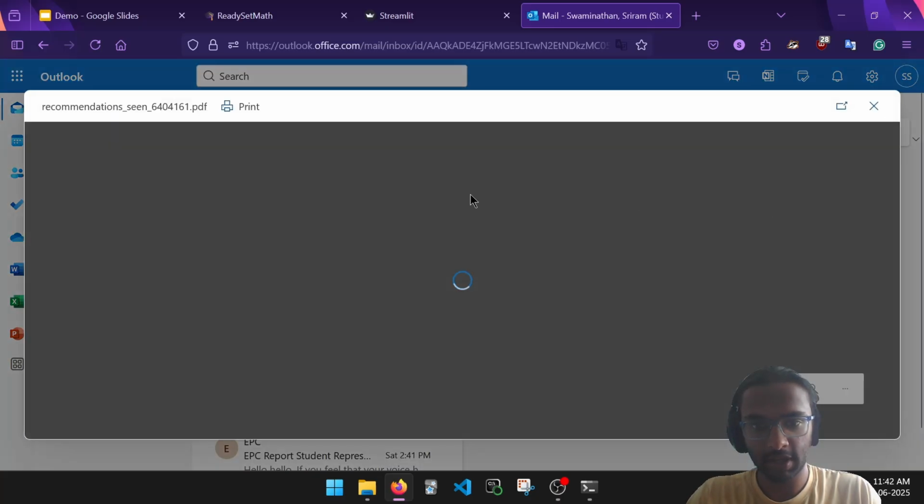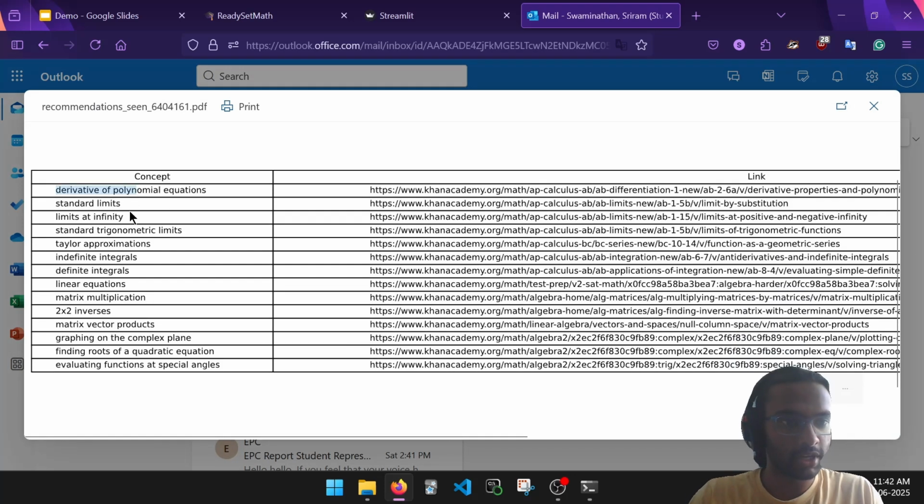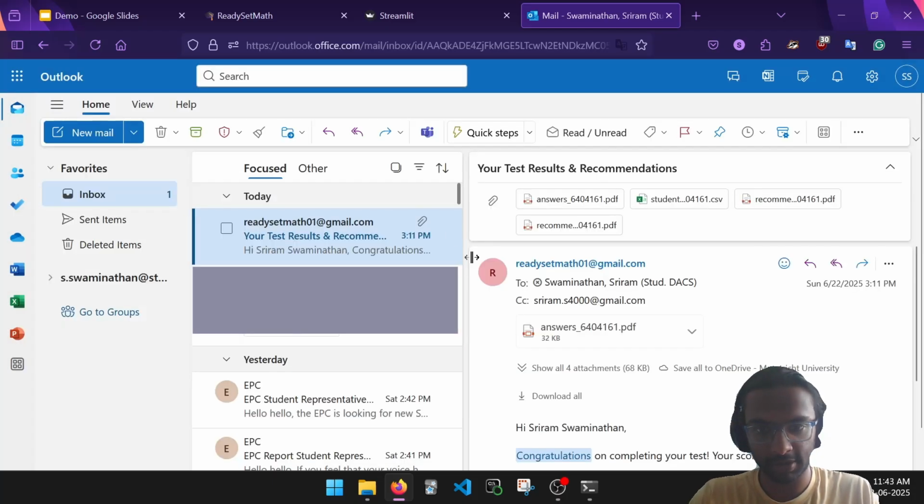the two sets of recommendations and their links in order, because the order in which I studied these is important. So I study derivatives before I look at limits, and after differential calculus, I then move on to integral calculus. Or for example, linear equations, I start out with linear equations, then go to matrix multiplications, and then inverses. The order of these recommendations is also important.